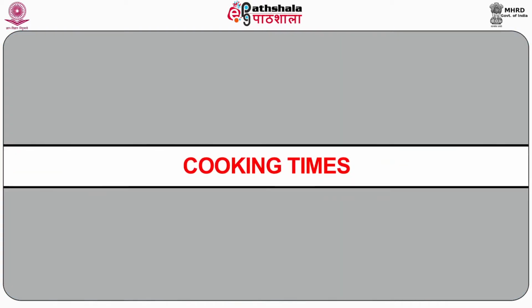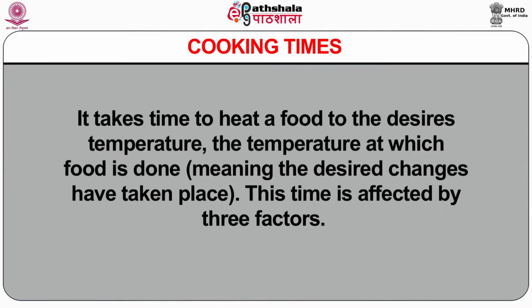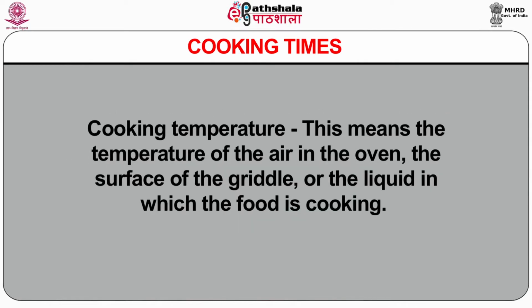Cooking times. It takes time to heat a food to the desired temperature. The temperature at which food is done, meaning the desired changes have taken place. This time is affected by three factors. Cooking temperature. This means the temperature of the air in the oven, the surface of the griddle, or the liquid in which the food is cooking.